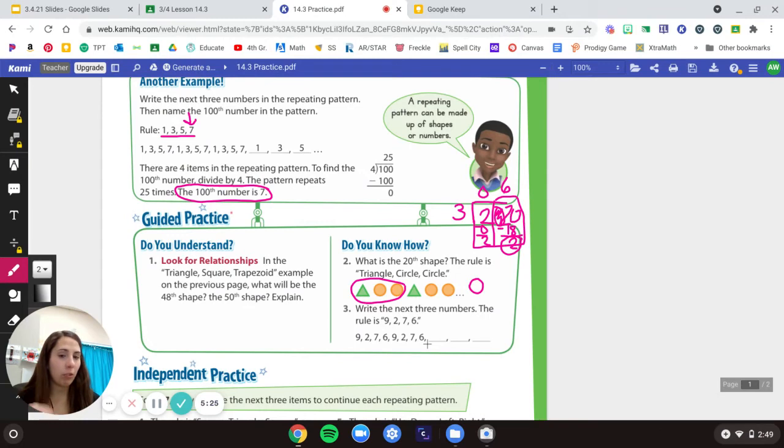If you notice, it would restart. So the next three numbers should be 9. That's a 9. Well, it's a bad 9. A 9, a 2, and a 7.